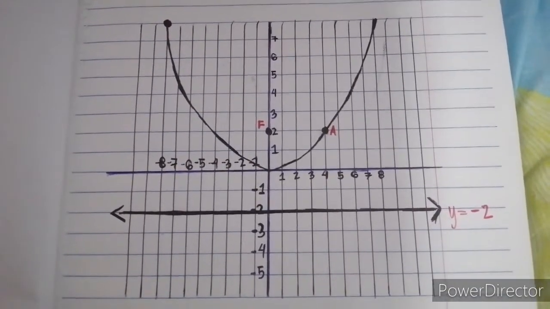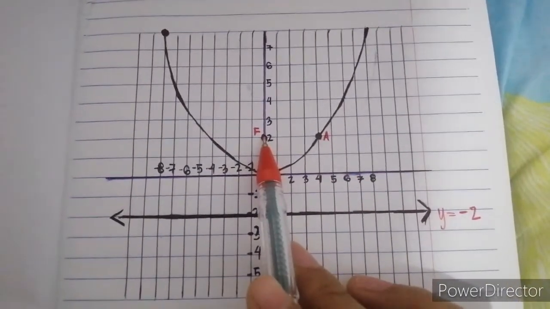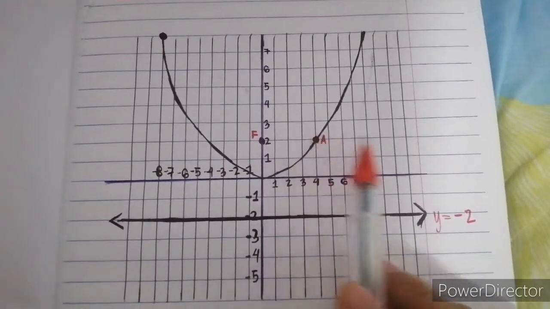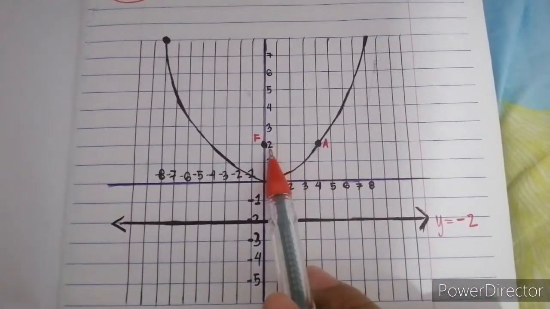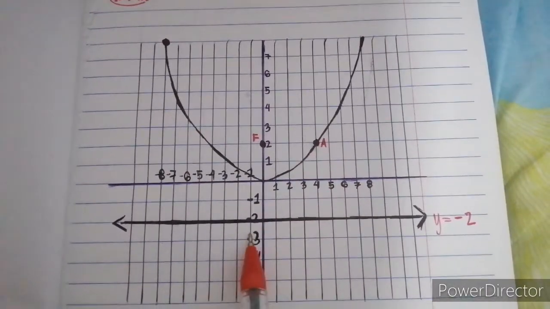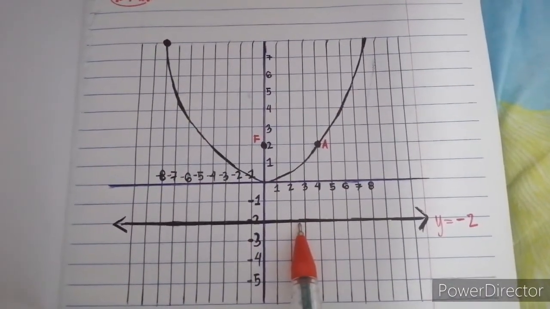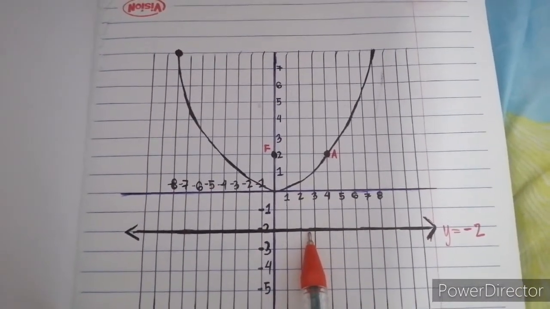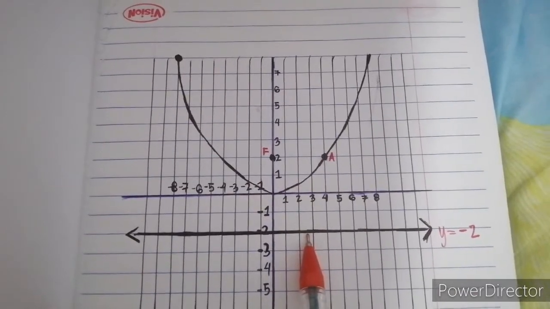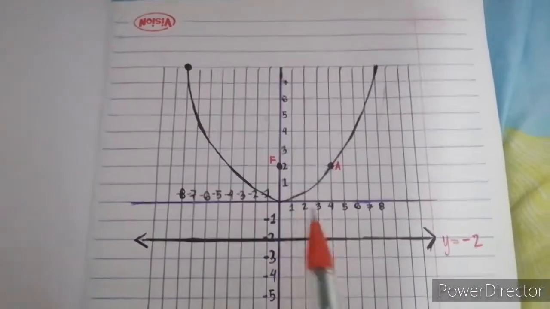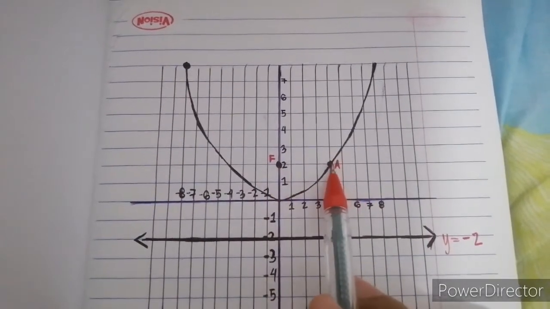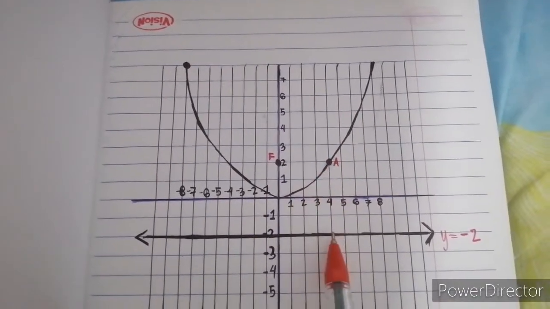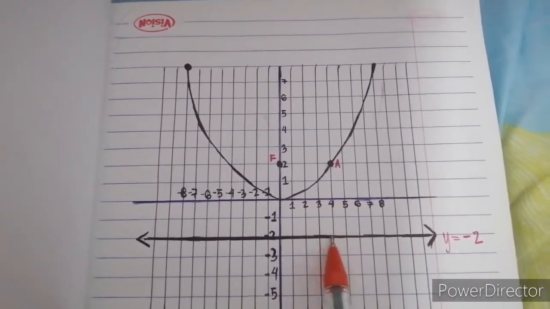Suppose we have a point F with coordinates (0, 2), a point A with coordinates (4, 2), and a line that has an equation of y = -2. What we are going to do is determine the distance from point F to point A, and also the distance from point A to the line.